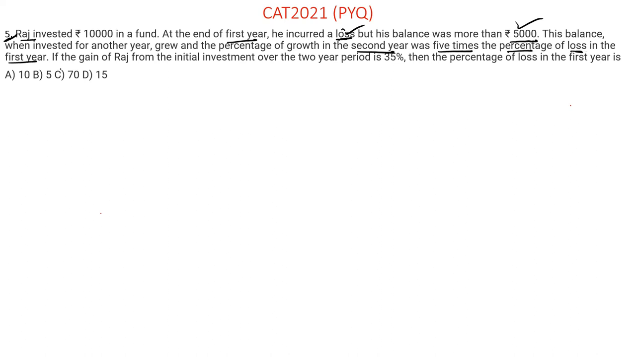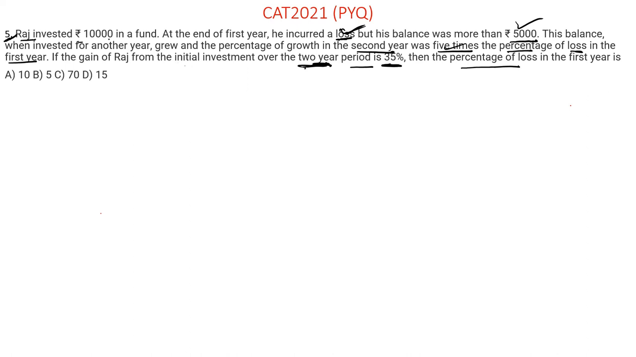If the gain of Raj from the initial investment over the 2-year period, including both loss and gain, is 35%, then the percentage of loss in the first year is what? Options: 10, 5, 70, 15. One is very far and the remaining three are close. Very good. So let's solve the question.